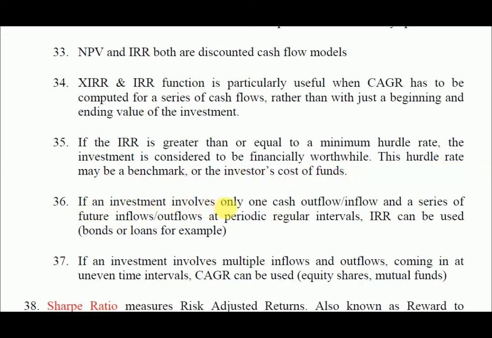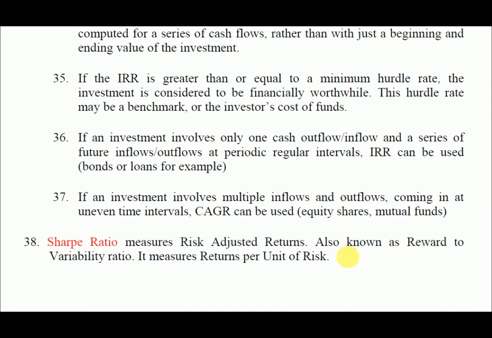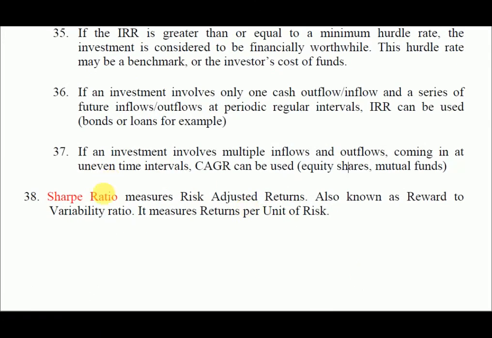If an investment involves only one cash outflow or inflow and a series of future inflows or outflows at periodic regular intervals, IRR can be used, as in bonds or loans, for example. If an investment involves multiple inflows and outflows coming in at uneven time intervals, CAGR can be used, for equities like equity shares and mutual funds. Sharpe Ratio. Sharpe Ratio measures risk-adjusted returns, also known as reward to variability ratio.